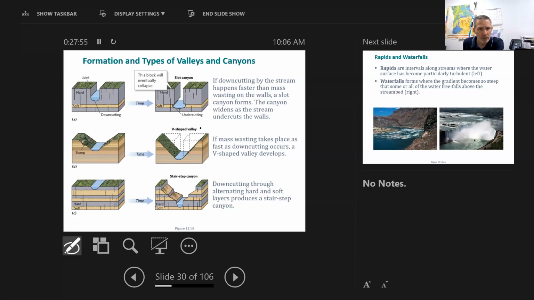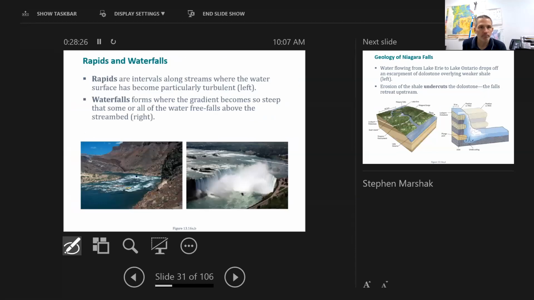And so if we look at something like the combination of hard and soft materials, you can end up with these stair-step canyons. The Grand Canyon would be a really good example of this, where we end up with some softer sediments in brown, and the gray sediments are more resistant, creating those more straight areas, and the softer sediments creating more of the lower gradient valley walls.